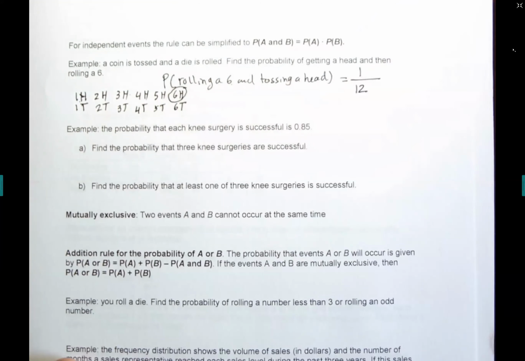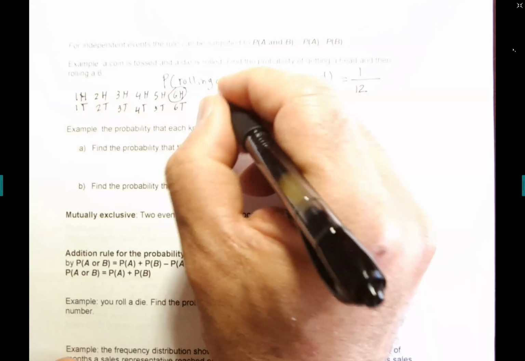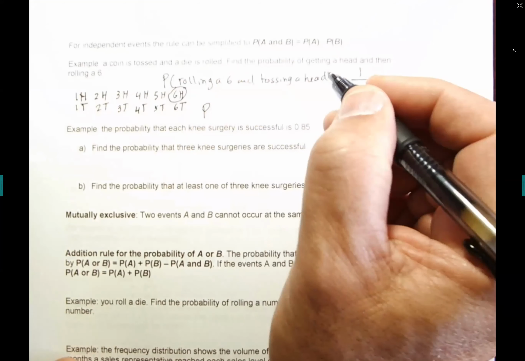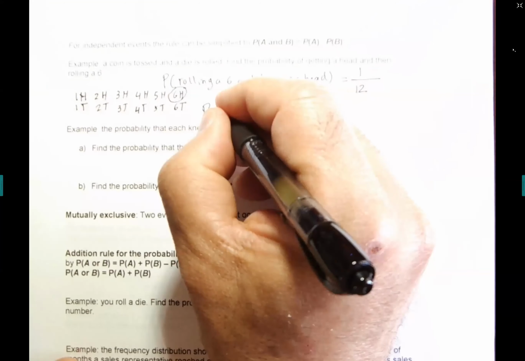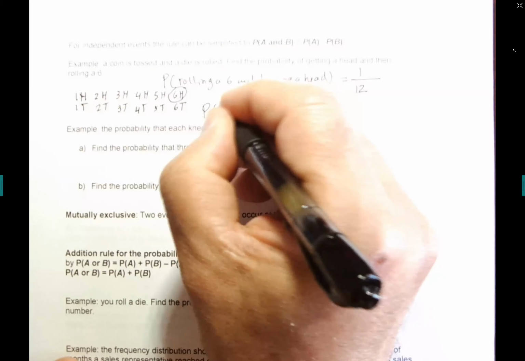But let me show you that we could have done this another way. We know rolling a die and tossing a coin are independent events. So you could write it as the probability of rolling a 6.